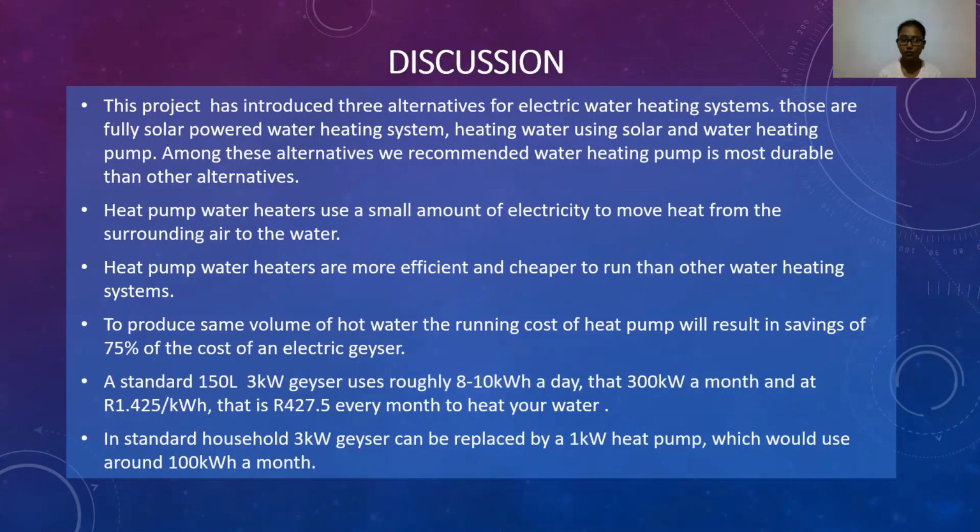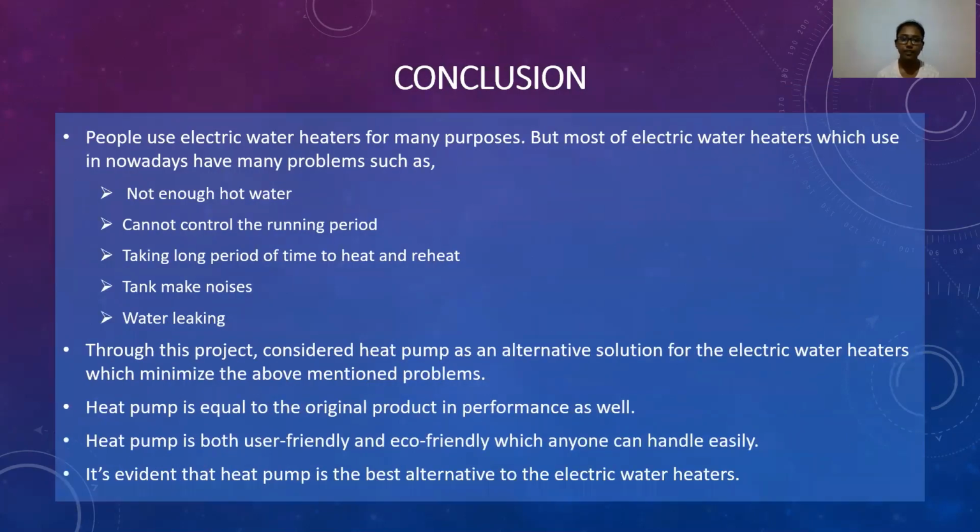Finally, moving on to the conclusions. Nowadays, people face several problems while working with electric water heaters, such as not enough hot water, cannot control the running period, taking long period of time to heat and reheat, and so on. From our project, we have selected heat pump as the best alternative solution for the electric water heater system, which minimizes the above mentioned problems. And also, it's both user-friendly and eco-friendly, which anyone can handle easily. So these points show that heat pump is the best alternative to the electric water heaters.